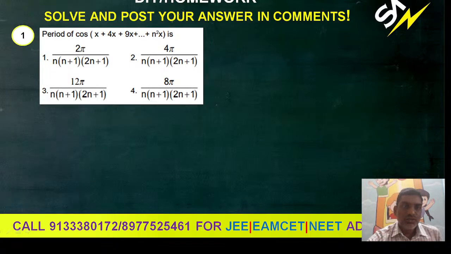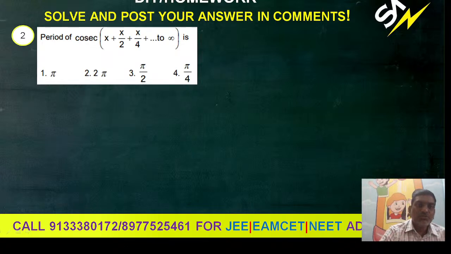And this is your homework. Question number 1, the period of cos of x plus 4x plus 9x plus and so on plus n square x. So simplify this: x plus 4x plus 9x plus and so on plus n square x. Then you can find out the period for the cos function. You can get this with the help of the formula, the sum of the squares of the first n natural numbers.